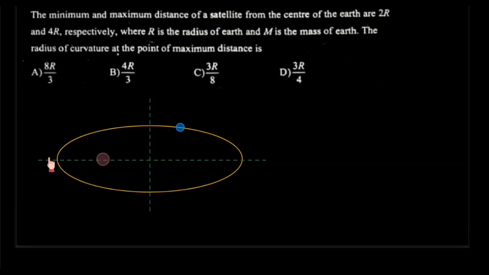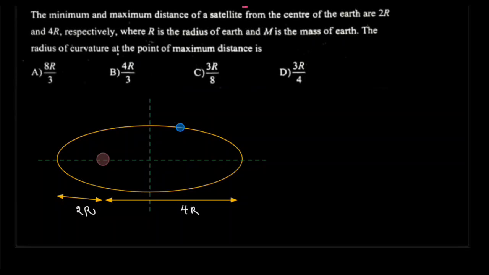Here, at this point there is the minimum distance, and here there is the maximum distance. Therefore let me represent it like this, right? Now this distance will be equal to 4r and this distance will be equal to 2r. So this distance is 4r and this distance is 2r, right?